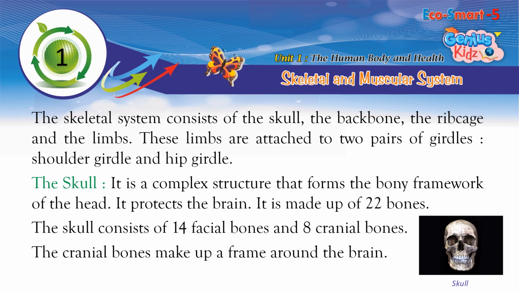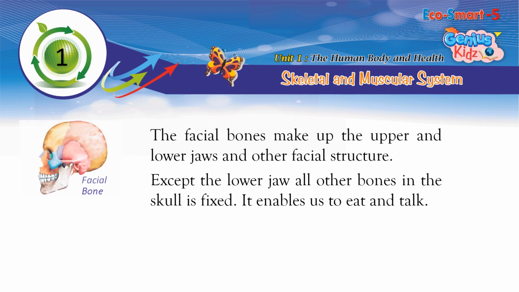The skull. It is a complex structure that forms the bony framework of the head. It protects the brain. It is made up of 22 bones. The skull consists of 14 facial bones and 8 cranial bones. The cranial bones make up a frame around the brain. The facial bones make up the upper and lower jaws and other facial structure. Except the lower jaw, all other bones in the skull are fixed. It enables us to eat and talk.